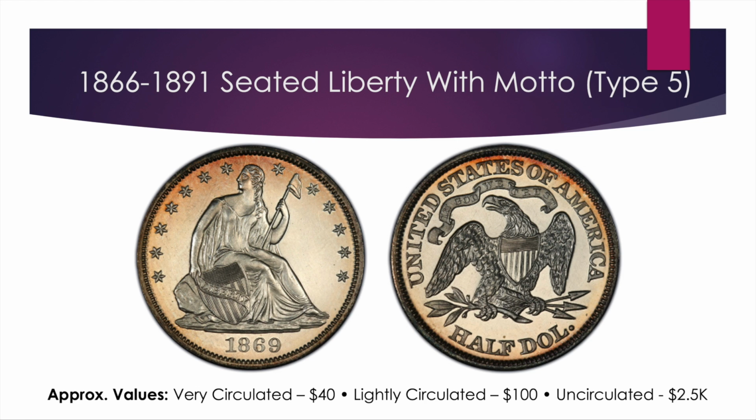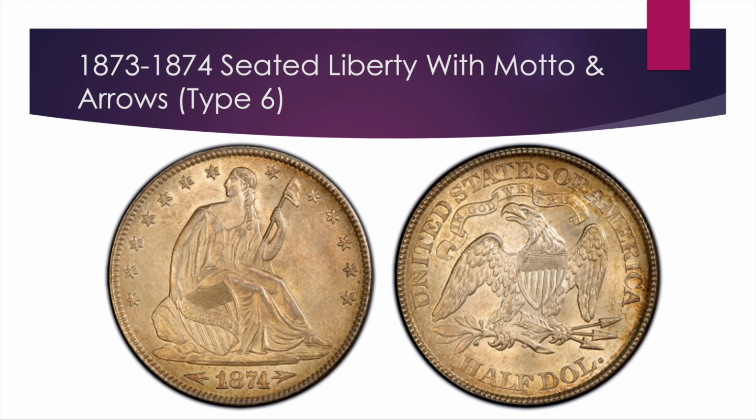And Carson City opened during this time, which was a Nevada mint, I think is how you're supposed to pronounce it. And they started making coins for the type, which are some of the rarest coins on the series. And 1878-S is the highlight with a mintage of only 12,000. These coins are about $40 really circulated, $100 lightly circulated, and $2,500 for pristine examples. Lastly, we do have a Type 6. That's the with motto and arrows. They increased it by 0.9 grains, so the coins would weigh exactly 12.5 grams.